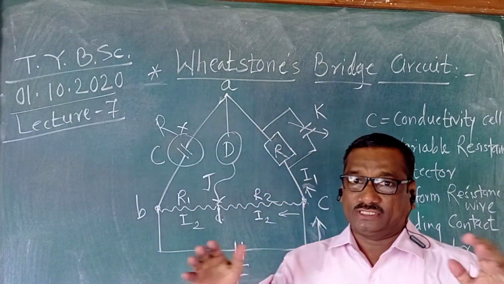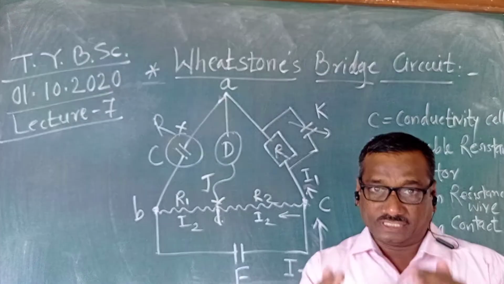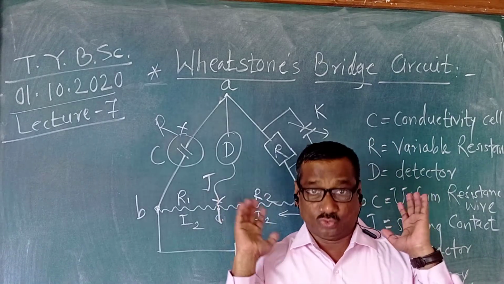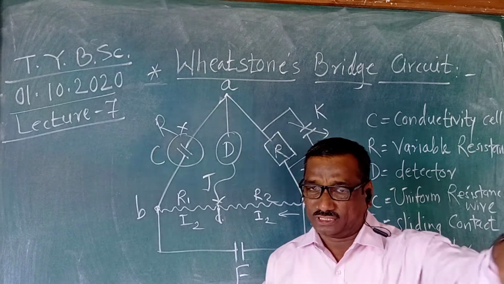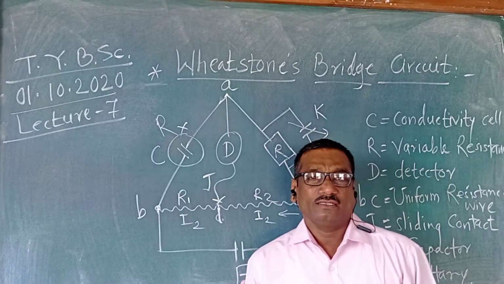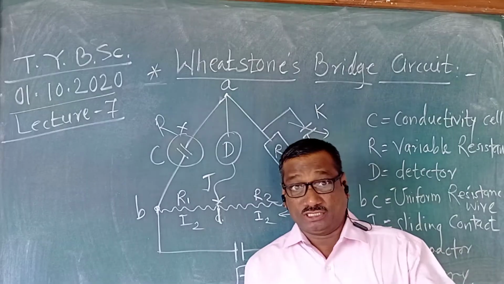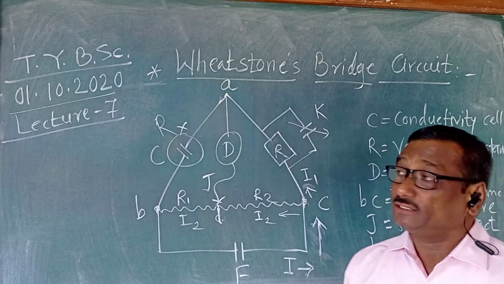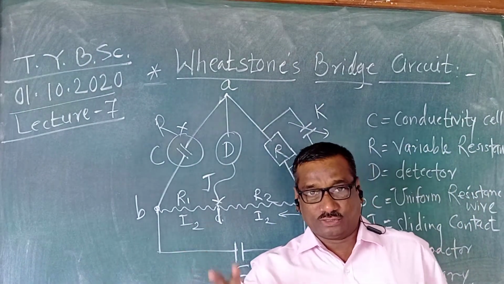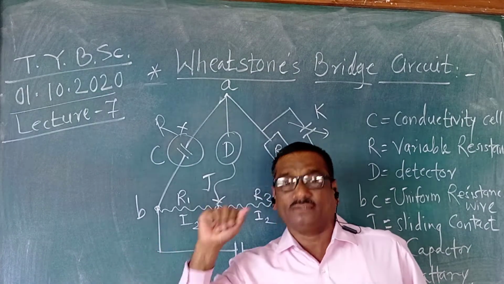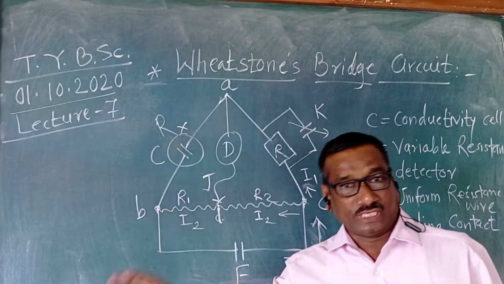This Wheatstone bridge circuit is given for the calculation of resistance of an unknown solution. If there is an unknown solution, and you have the conductometer and conductivity cell, you can measure the resistance. This is done practically, experimentally. But theoretically, how do we calculate the resistance of an unknown solution using the Wheatstone bridge circuit?